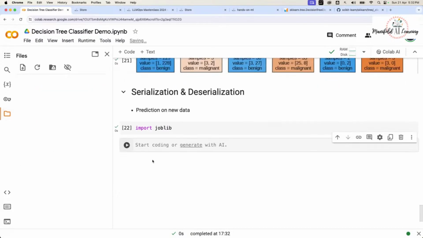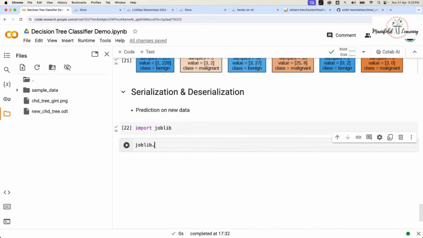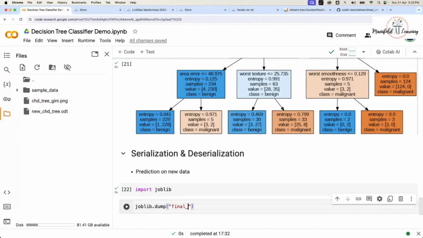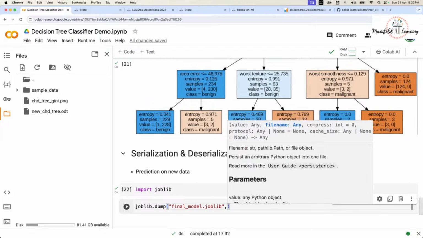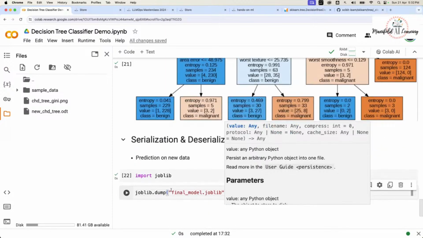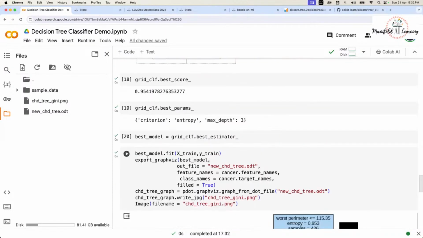So let me just show you how we go ahead and use this joblib and save the model. Here, in order to save the model, we'll say joblib dot dump, and we will specify the file name. I'll say final underscore model dot joblib. You can mention any extension, just for the demonstration I'll mention dot joblib. The first argument is basically the value that I want to save. It's the best model.